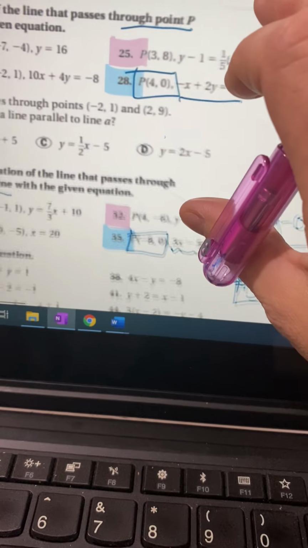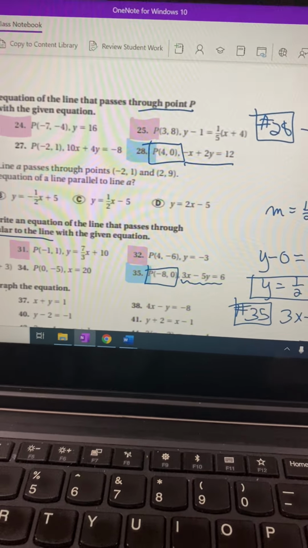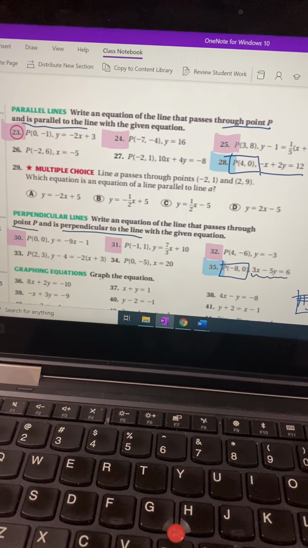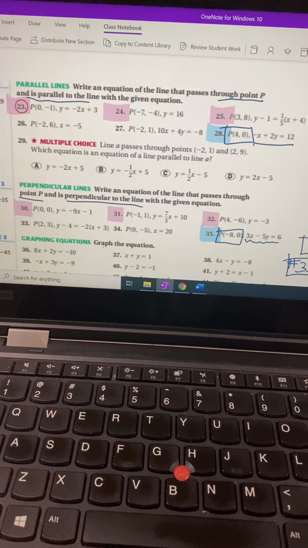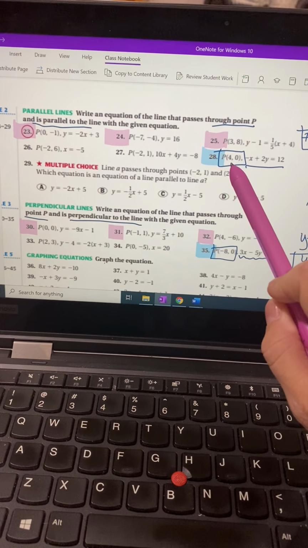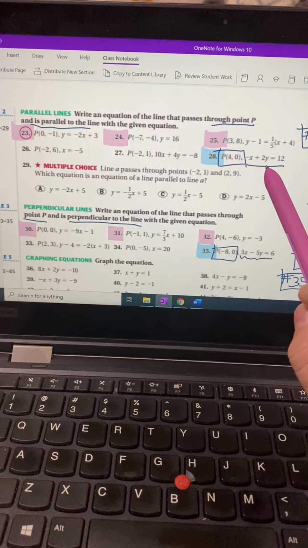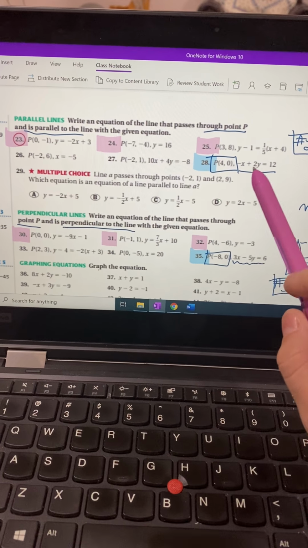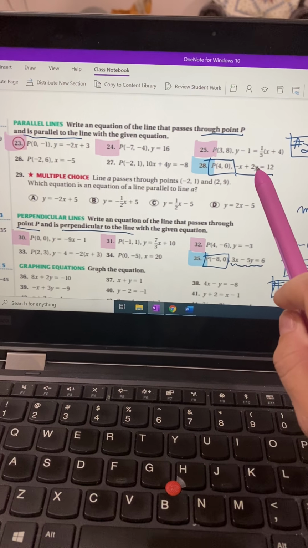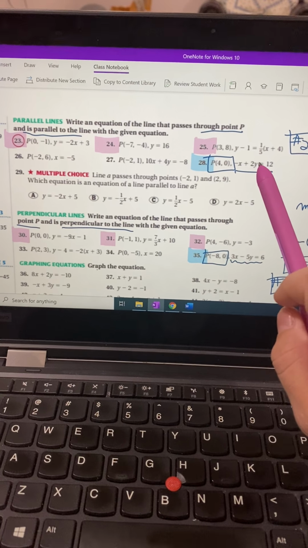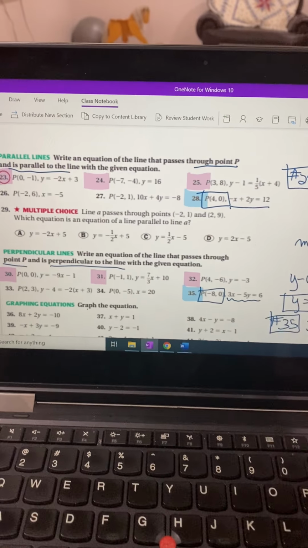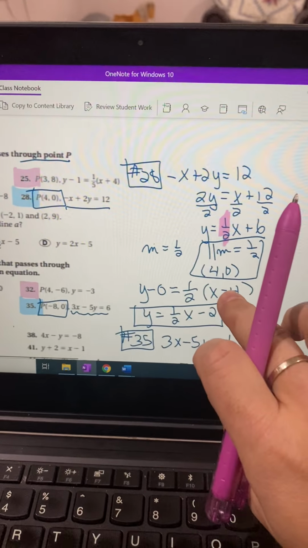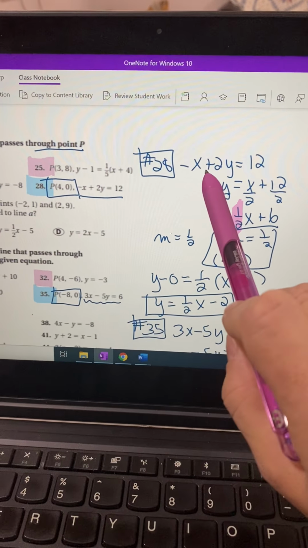And the next two sections are really a little bit more true geometry. So number 28, it says, write an equation of the line that goes through this point and is parallel to this line. It's important that you know what the slope of this line is, because we know that two lines that are parallel have the same slope. So the first thing I need to do is figure out what the slope of that line is.